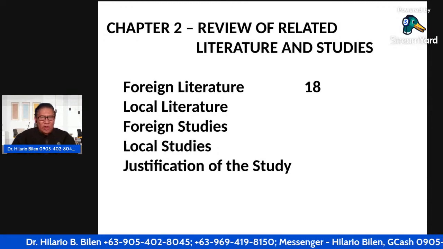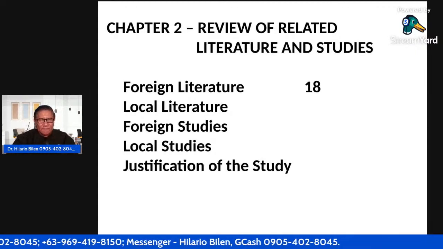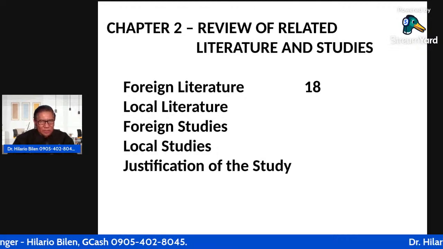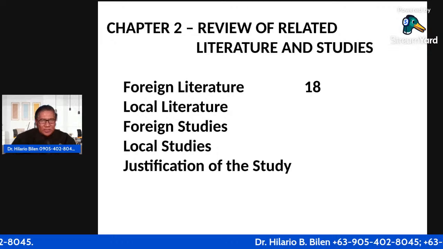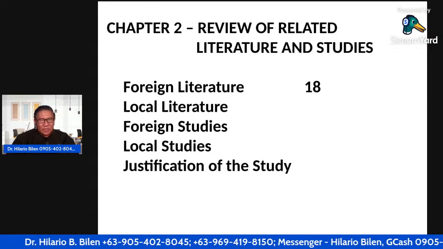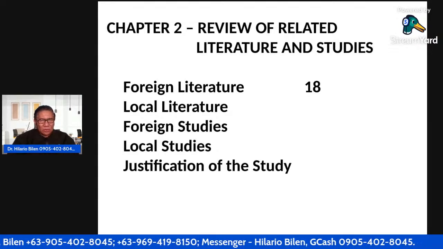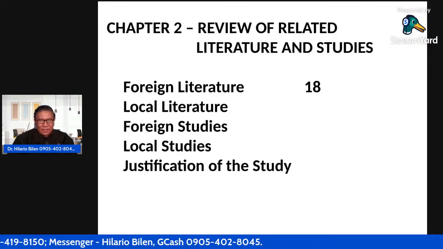Local study is when you are reading or you are holding a thesis or a dissertation. The school is a college or a university inside the Philippines, and the address is in the Philippines. For example, University of the East. The address there is Claro M. Recto, Manila, Philippines. Therefore, that thesis is a local study.